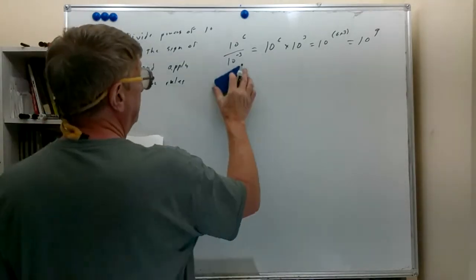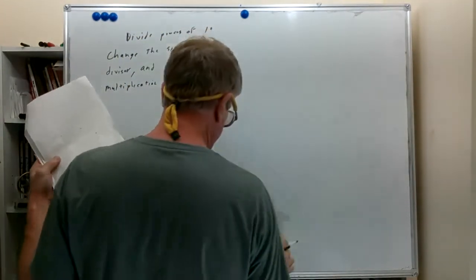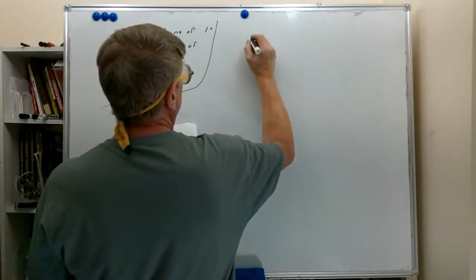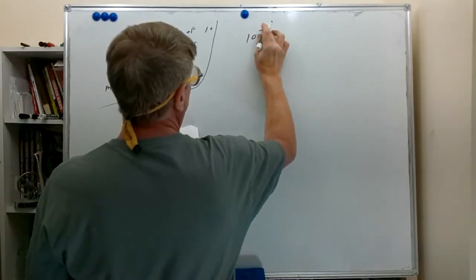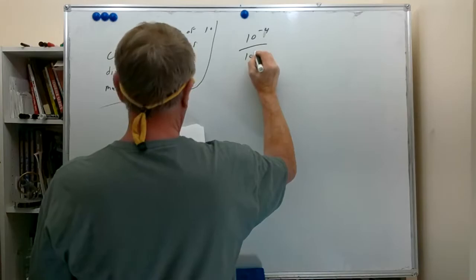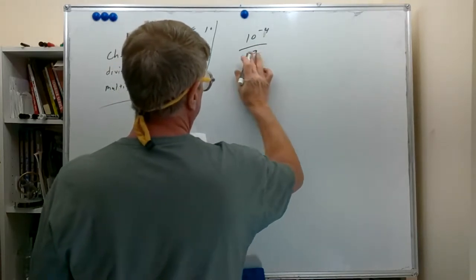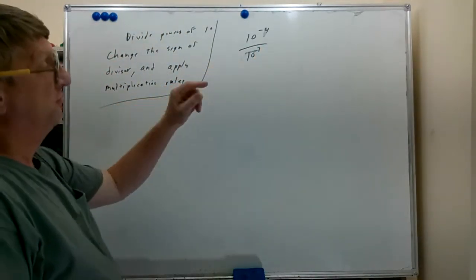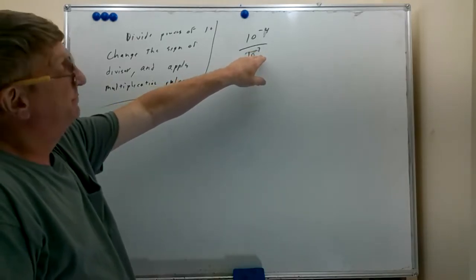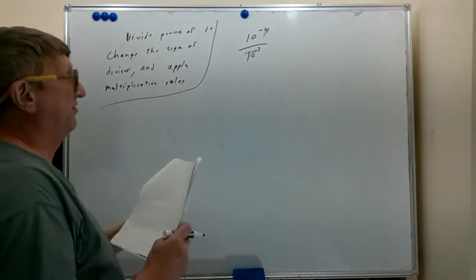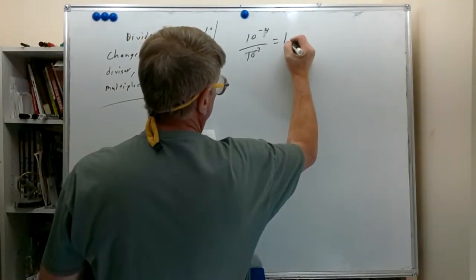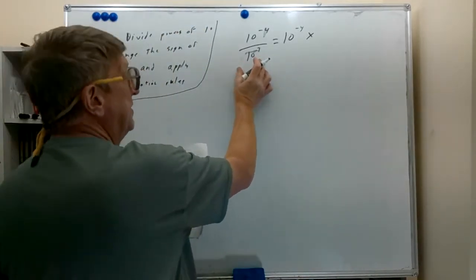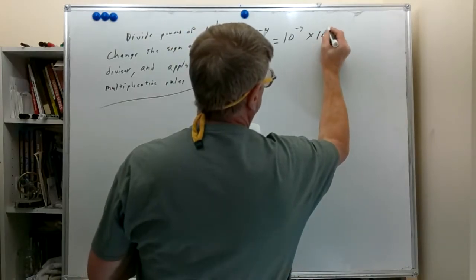I'm going to do a couple more examples. I'm going to leave this up here because I think I got room for it now. We're going to divide 10 to the minus 4th divided by 10 to the 7th. That's a positive 7. 10 to the 7th. Change the sign of the divisor and use multiplication rules. Well, we have a positive 7, so we're going to end up with a negative 7. 10 to the minus 4th. Now we're converted to multiply. We move the 10 to the 7th from the denominator up to the numerator. We change the sign. 10 to the minus 7th.